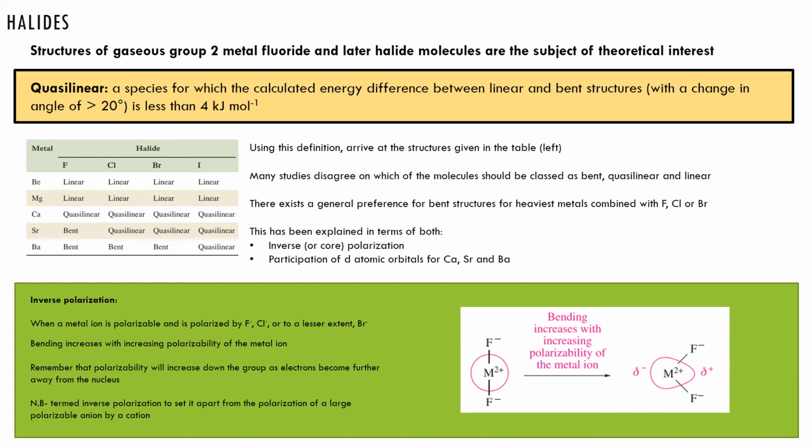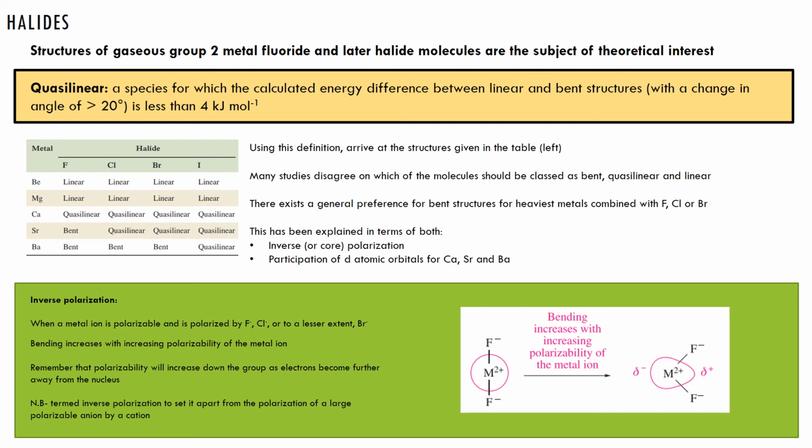So using that definition, you arrive at the structures given in the table on the left there. These are all products from theoretical calculations. And you can see that there is a general preference for a bent structure when you have a heavier group 2 metal with either fluorine, chlorine, or bromine. If you stick at the top of the group with the lighter metals, then you see that the structure of these molecules is linear.